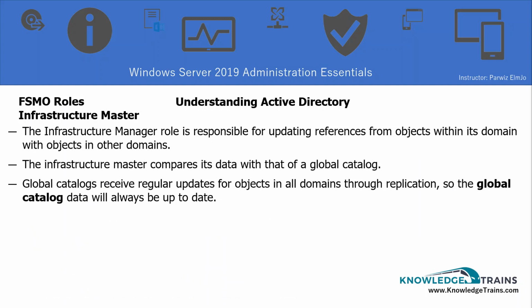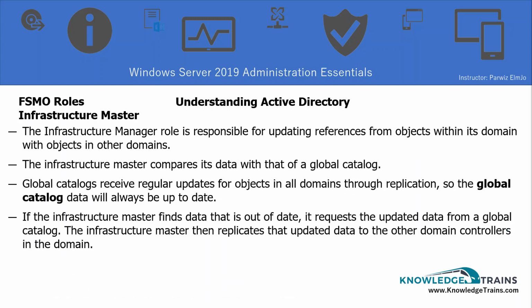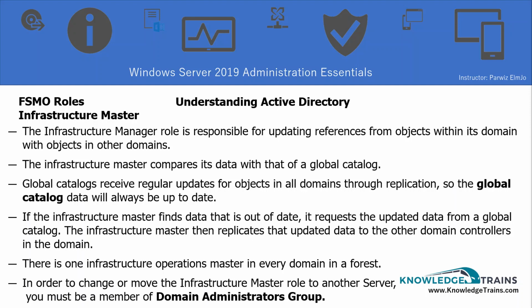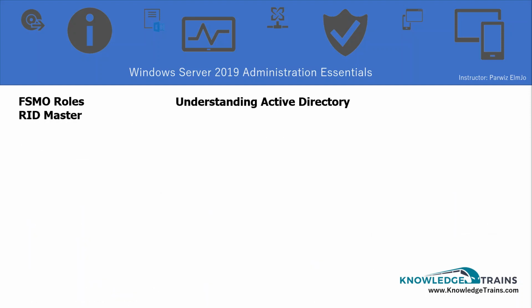And then the global catalog receives regular updates for objects in the domain through replication, so that all the time the global catalog database is up to date. And if the infrastructure master finds that it is out of date, it requests updates from the global catalog, and then replicates that updated data to other domain controllers in the domain. There can only be one infrastructure master role in every domain in the forest, same as the others we discussed. If you want to change something with the infrastructure master role, you have to be a domain administrator.